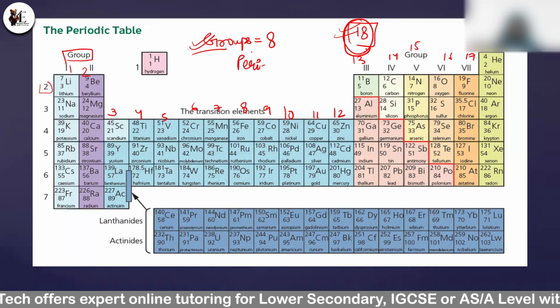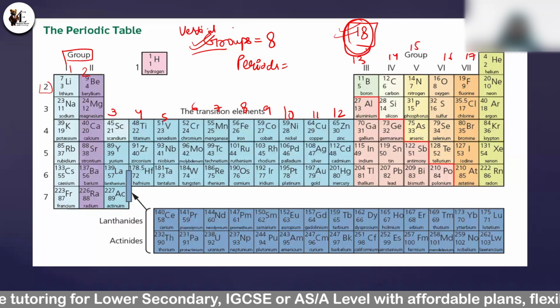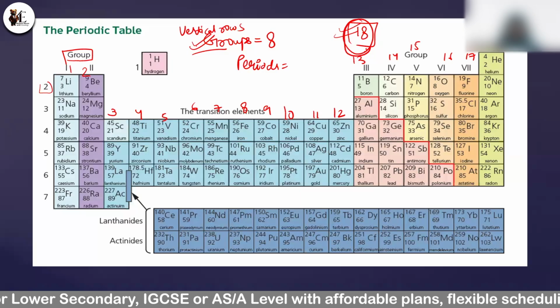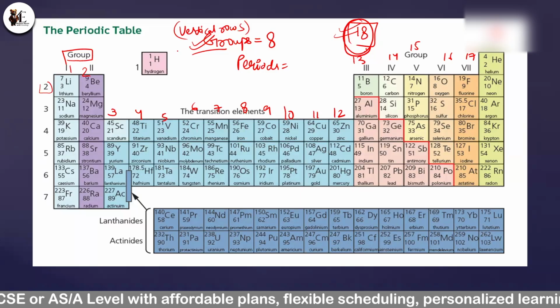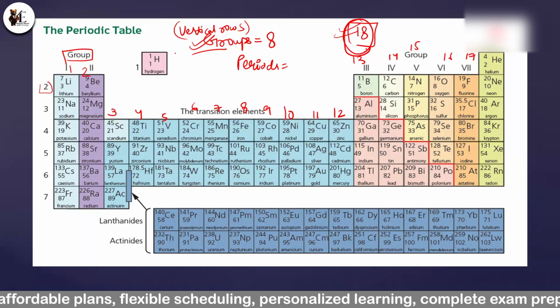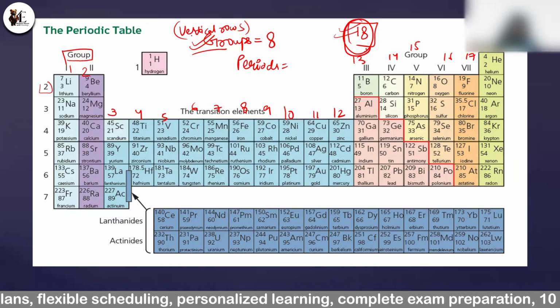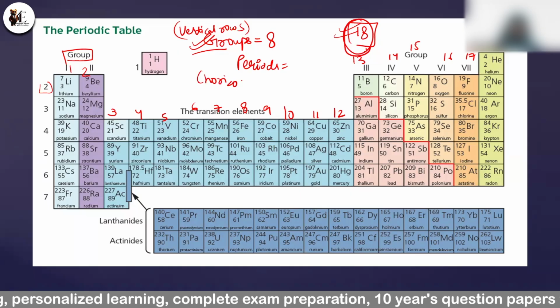Groups are your vertical columns. Do you know the meaning of vertical? Vertical is standing, and horizontal is sleeping. So how many periods are there? Periods are your horizontal rows.